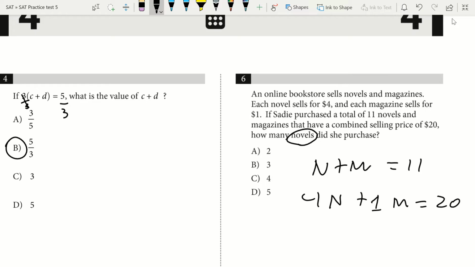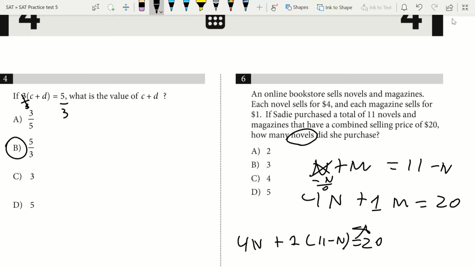Well, we have a total of novels and magazines equals 11, so we can use that to solve for our amount of novels, right? Because we have our total cost equation, and we can see that when we manipulate our equation N plus M equals 11, we can get M equals 11 minus N. Now when we plug that in for M, we'll have 4N plus 1 times M. We know M is 11 minus N equals 20, right?